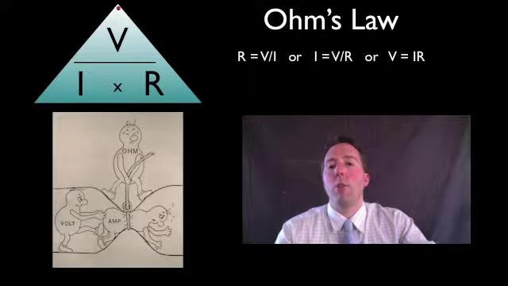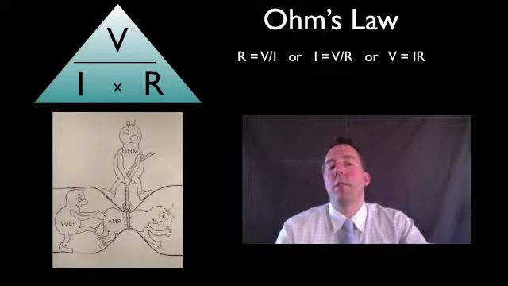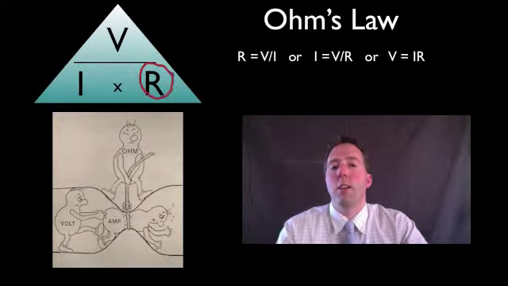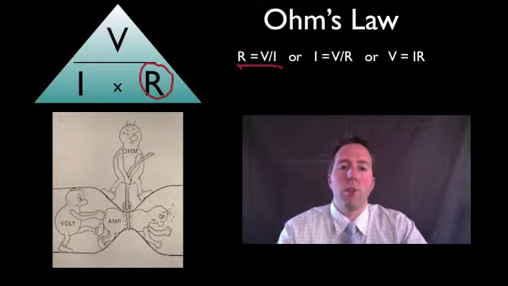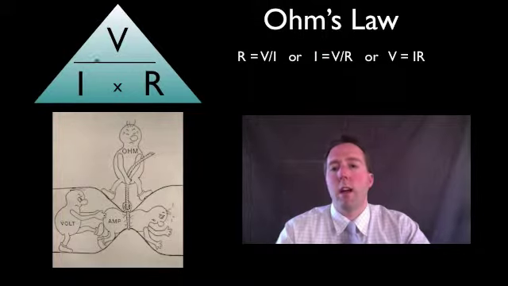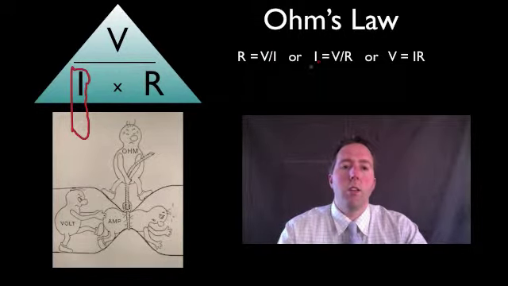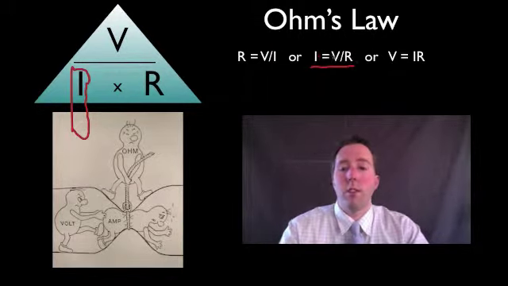I've got a diagram here of Ohm's Law. I've got a triangle here with V, I, and R. What this means is that if we want to find out the resistance, then the resistance is equal to voltage divided by current. If we wanted to figure out the current, then we'd look at the other two, and so the current is equal to voltage divided by resistance.